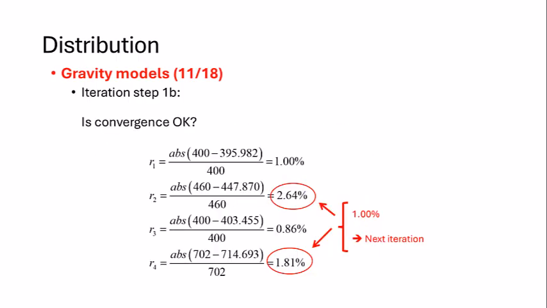At this stage, we check whether the model has converged. We compare the estimated totals with the target values and calculate the percentage difference. If the differences are still too large, say more than 1%, then another iteration is required. If the differences are sufficiently small, we can stop. Here, the differences are still above 1%, so we must continue.